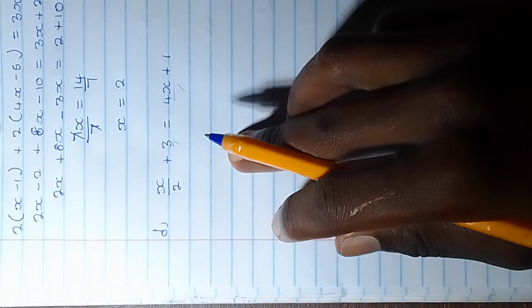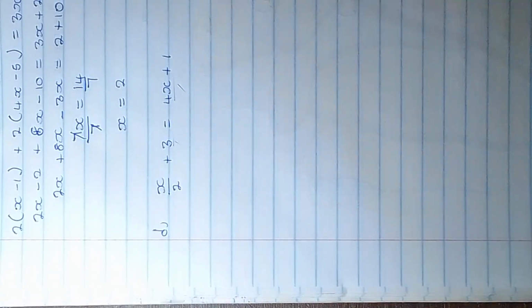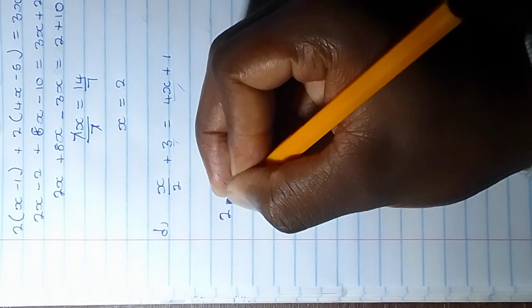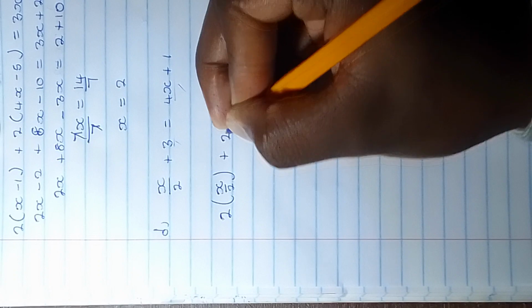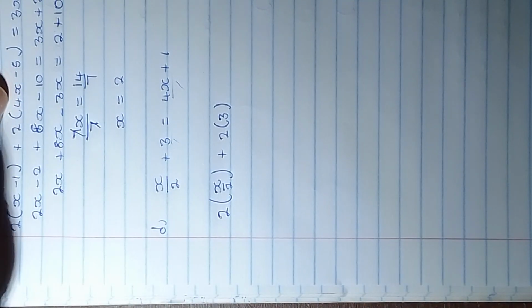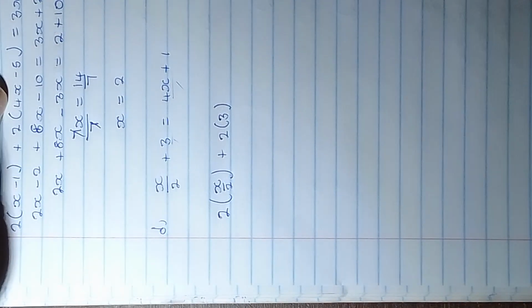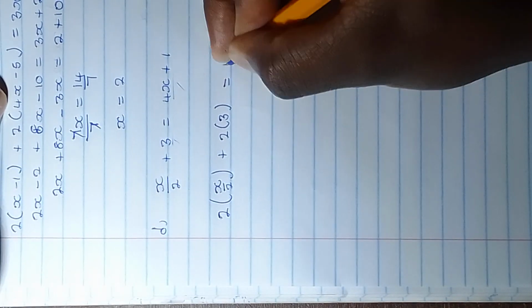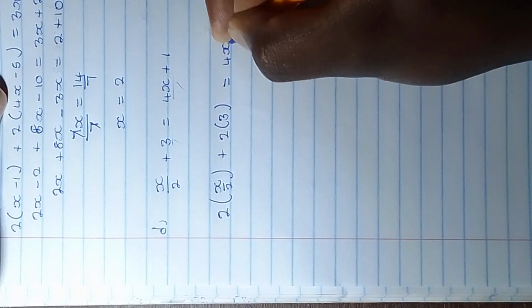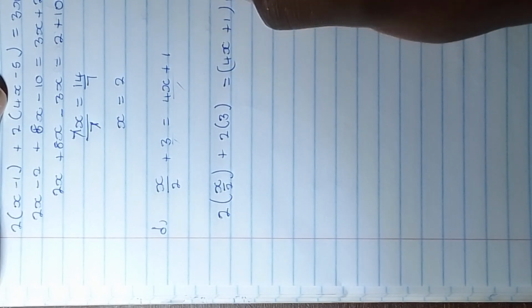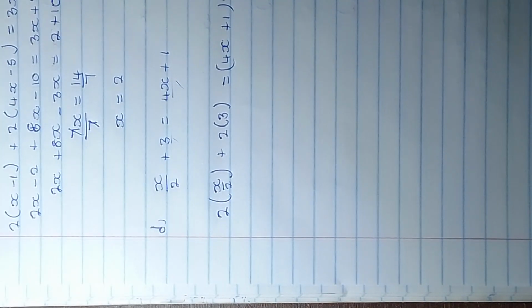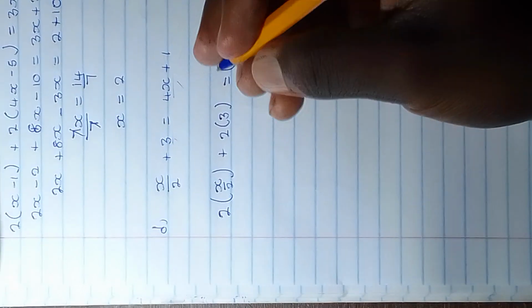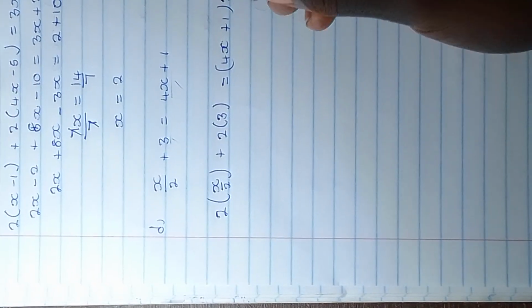For the whole equation, the lowest common multiple is 2. Then we have 2 times x over 2. I like to put my numbers into brackets, because that way I will remember that at this stage I have to multiply. It equals 4x plus 1 in brackets times 2. Some others may use brackets, some may not, but in the end we will get the same answer.